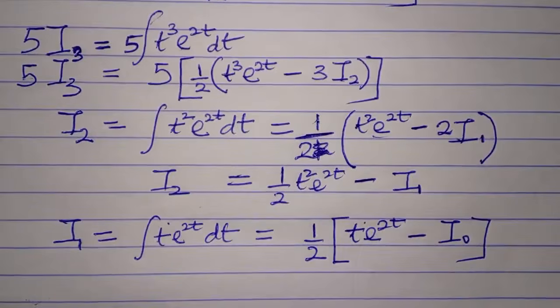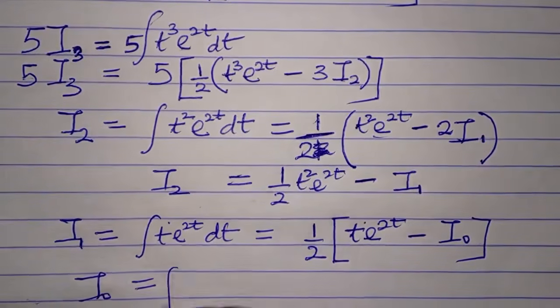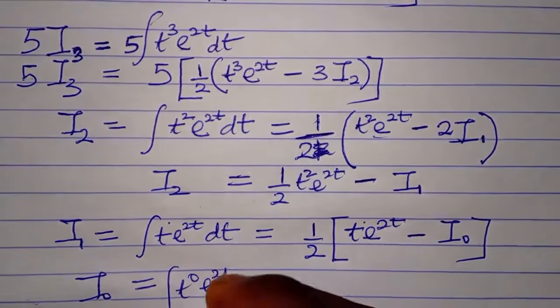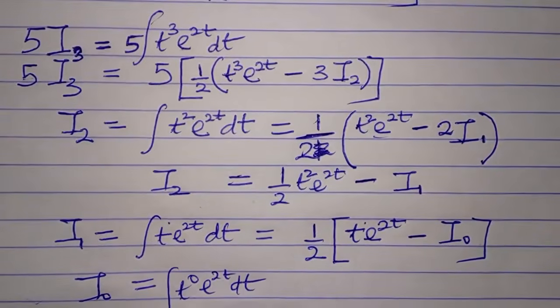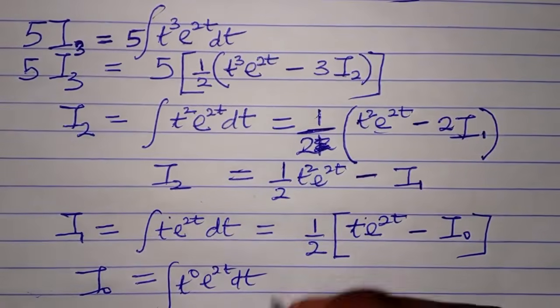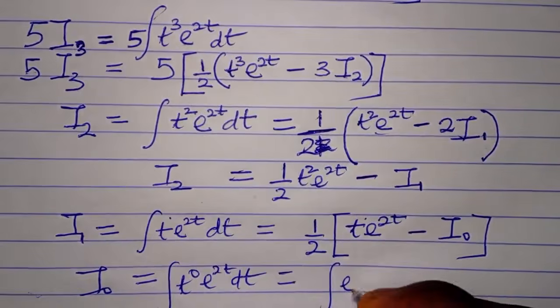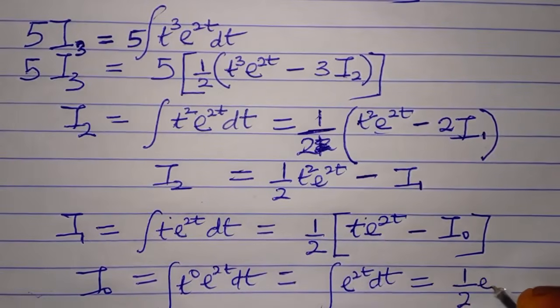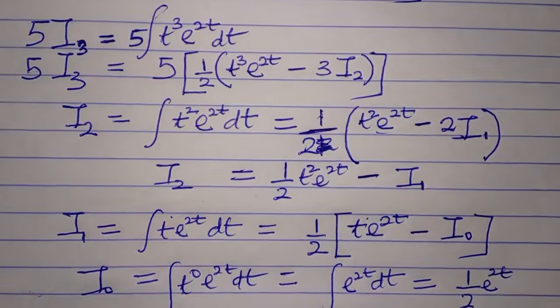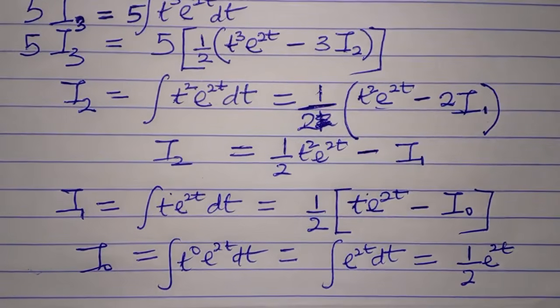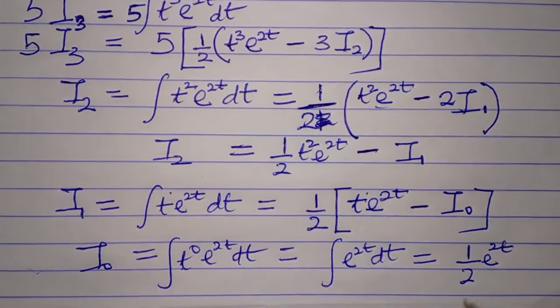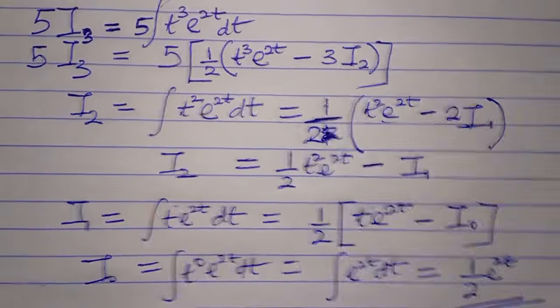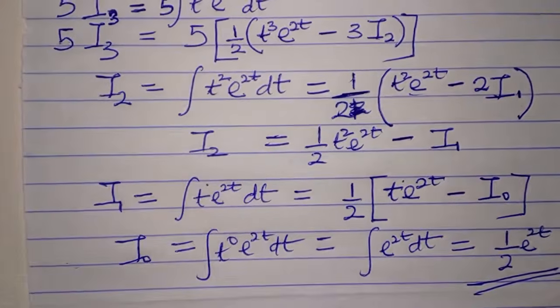Lastly, what is I naught? I naught is simply the integral of t to the power of 0, e to the power of 2t dt. And t to the power of 0 is 1, so we are just left with the integral of e to the power of 2t dt, and that is simply 1 over 2 e to the power of 2t plus c. But let's neglect the constant of integration in this case. This is I naught. Therefore, 5 I3 will be equal to this.